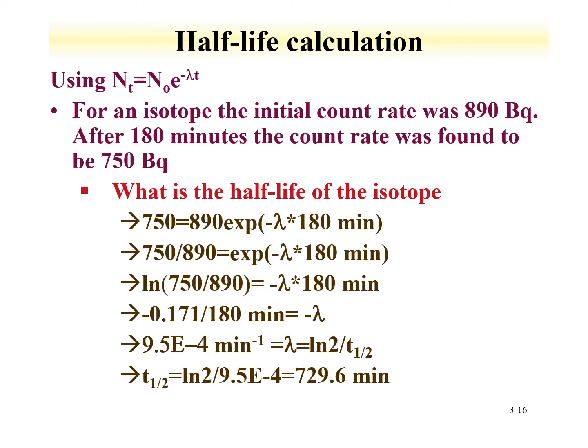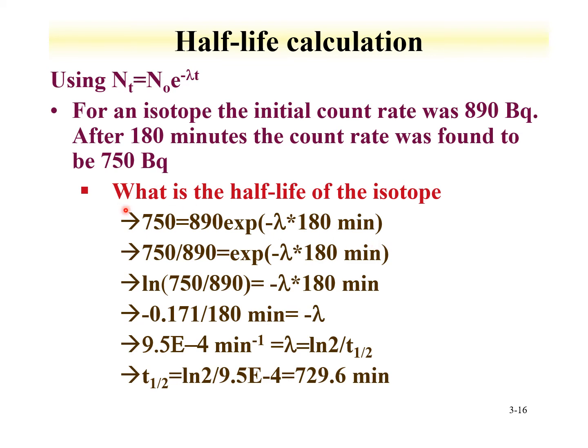Let's make some examples with these equations. So a half-life calculation, let's use the number of atoms at a given time is equal to the number initial e to the minus lambda t. We'll utilize this in terms of activity. We have an initial count rate of 890 becquerel. After 180 minutes, the count rate was found to be 750 becquerel. What's the half-life of the isotope?